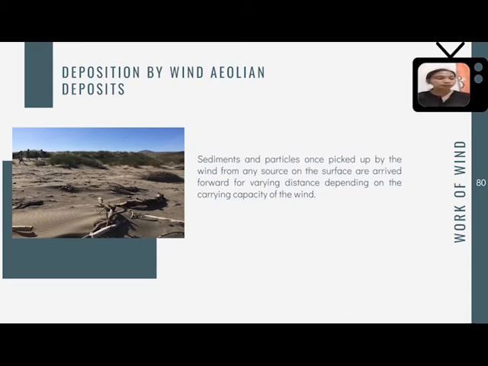Next is the deposition. All the sediments picked up by the wind eventually falls back to the ground. So, katong mga sediments or mga particles nga na-lift sa wind or nadala sa wind is magbaba, mo na siya ang deposition.